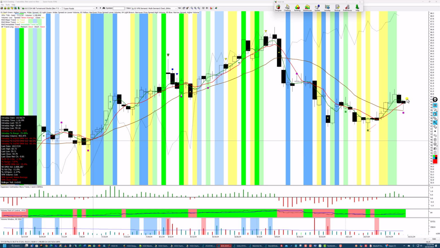And a pullback now and a low volume test. It's probably not a bad place to consider taking this stock. Where would the stop be? It would be below this low pivot.